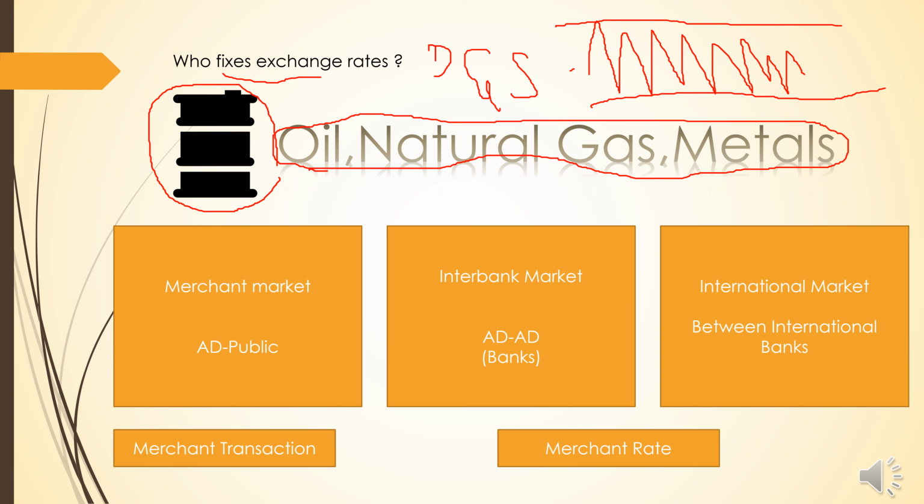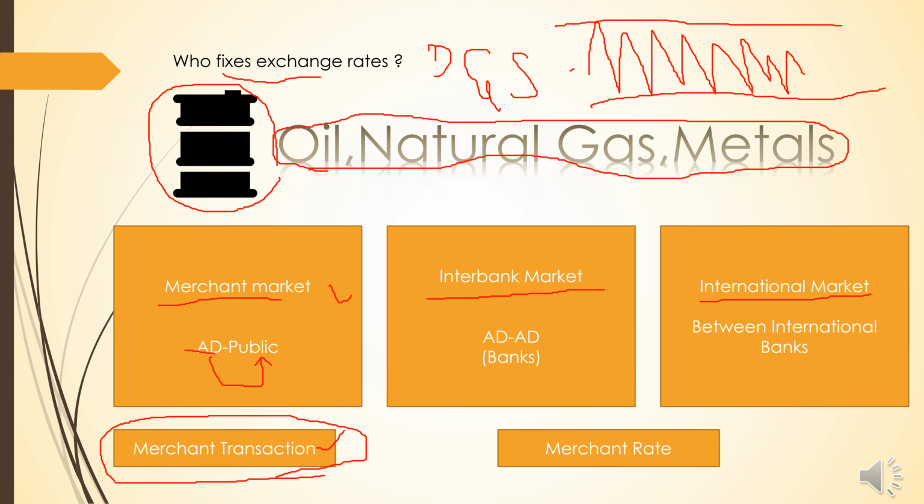And now let's look into different segments of the foreign exchange market. We can divide the foreign exchange market into three segments: merchant market, interbank market, and international market. If you are looking into the merchant market, here is a foreign exchange transaction between an authorized dealer and the public. This transaction is called a merchant transaction, and it happens in the merchant market.